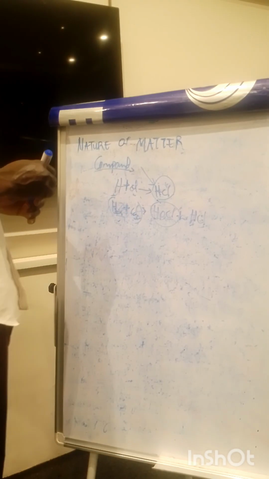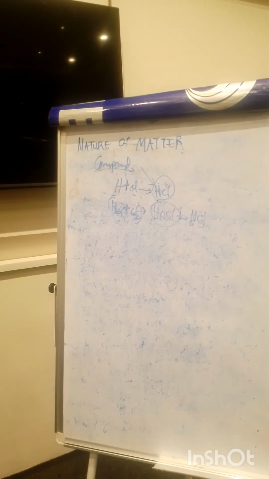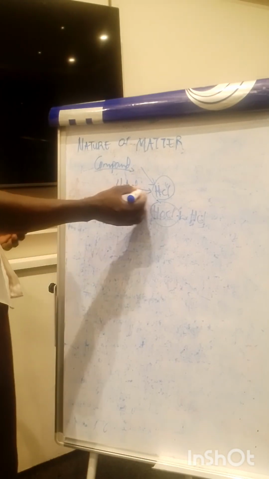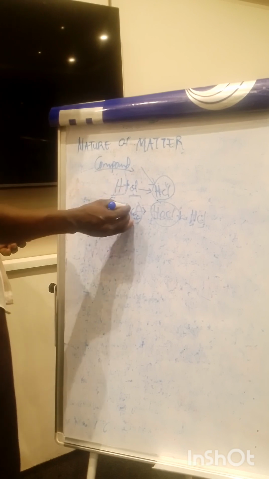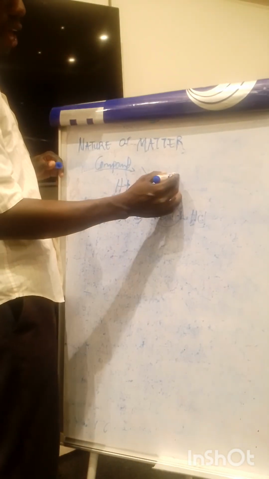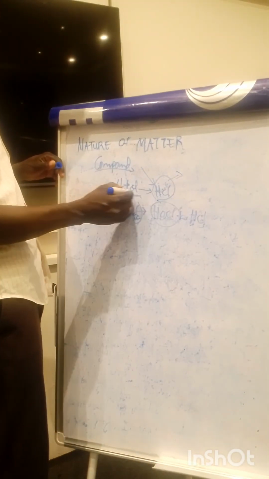So what is a compound? A compound is a substance that contains two or more elements chemically combined together. Chemically combined together. Are you with me? Chemically combined together. And now you know that this is different from physical change. A chemical change is one which is not easily reversible, and in which a new substance is being formed. So here the new substance formed is HCl, from the combination of hydrogen and chlorine.